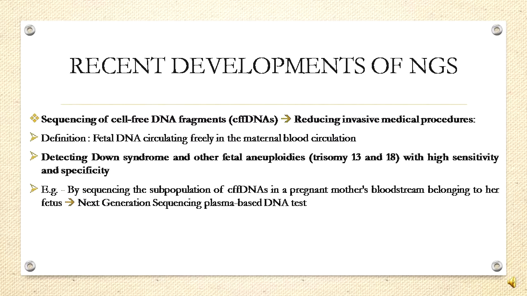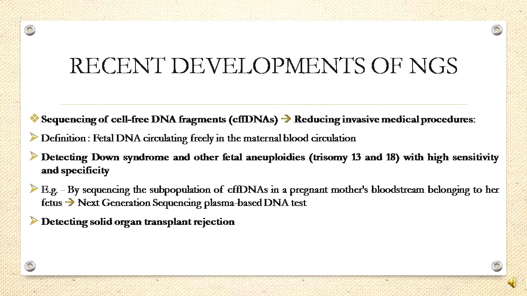potential of next-generation sequencing as a non-invasive method for detecting Down syndrome and other fetal aneuploidies, such as trisomy 13 and trisomy 18. Based on the results from the studies, next-generation sequencing plasma-based DNA tests showed promise in detecting Down syndrome and other aneuploidies with high sensitivity and specificity. Furthermore, next-generation sequencing can also be used as a non-invasive method for detecting solid organ transplant rejection.